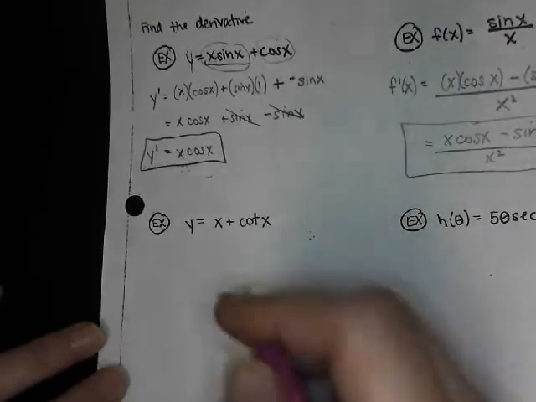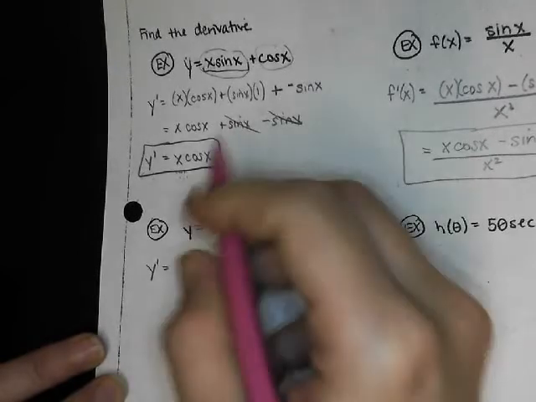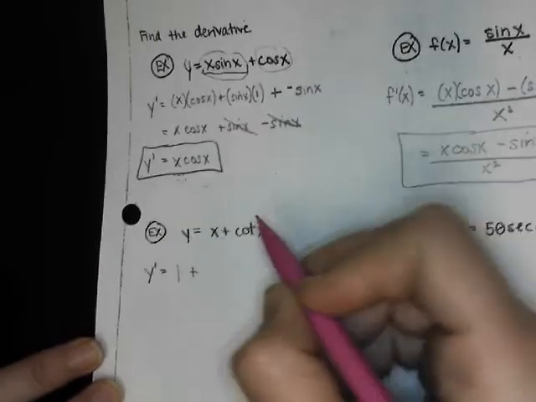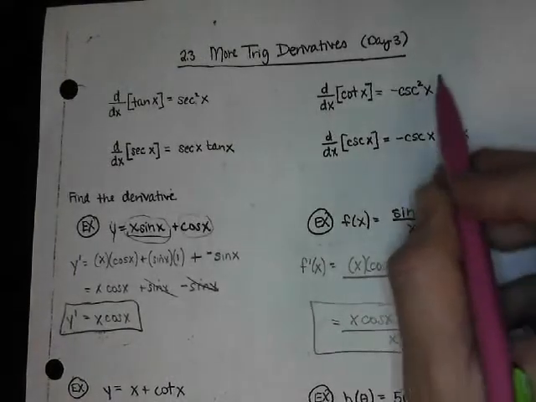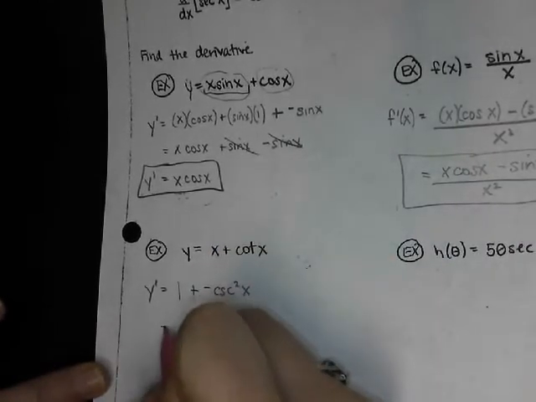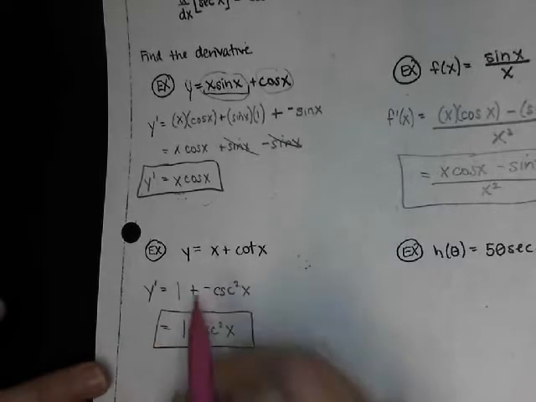Next one, we get into one of the new functions. So our derivative of this, starting with the first term of the polynomial, derivative of x is 1, plus our derivative of cotangent. If we look back up to the top, our derivative of cotangent is negative cosecant squared. And so we just clean this up. And we're done.